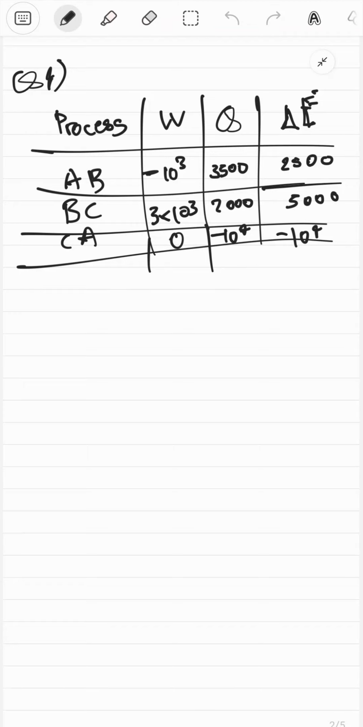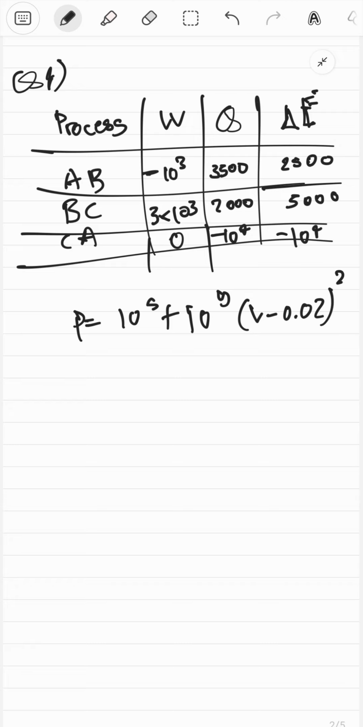Okay, so we're just going to continue. So we had done question number 4, except question number 4 has an extra part where you want to find the Q and W for a process from A to B along the curve given by p equal to 10 power 5 plus 10 power 9 times (V minus 0.02) to the power of 2. So just going to integrate, obviously. So just integration of negative PdV.